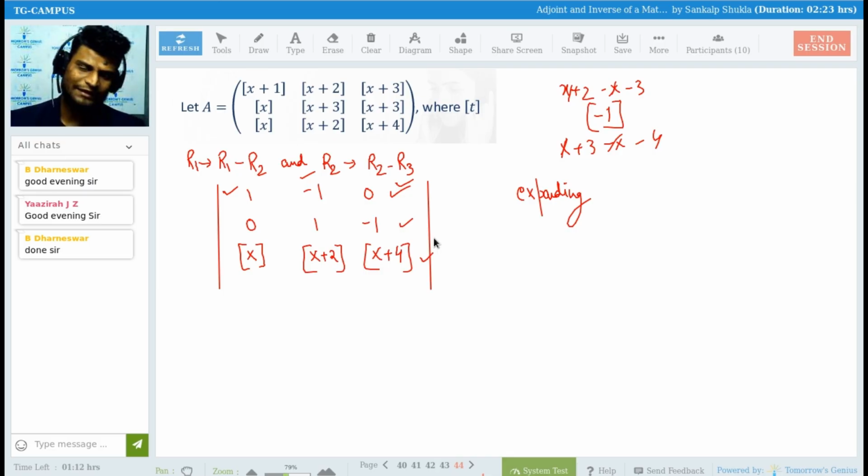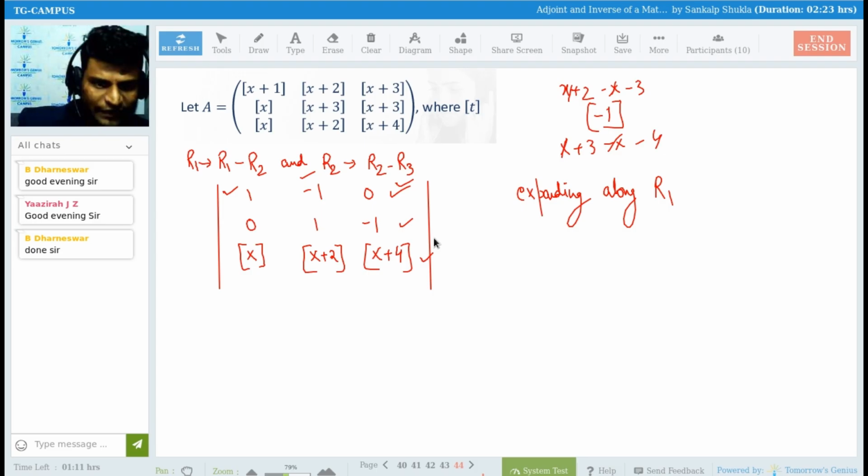The answer will be the same. You can expand the determinant from any row or any column, and the answer will be the same from each and every row and column. So I will just expand along R1. Why is this used? We pick the row with the maximum number of zeros because eventually it will save your time, as calculation will be less in case of zeros.